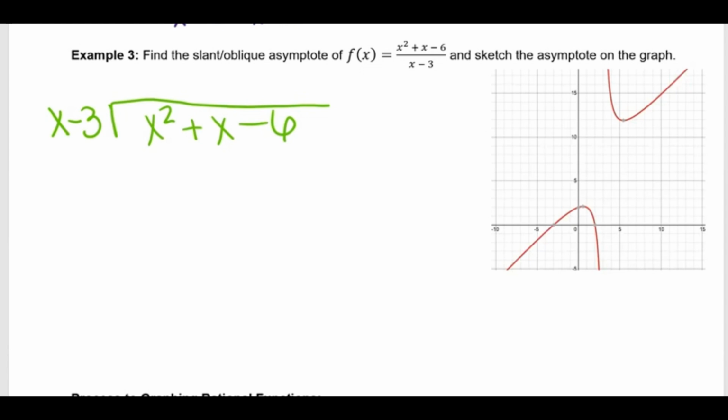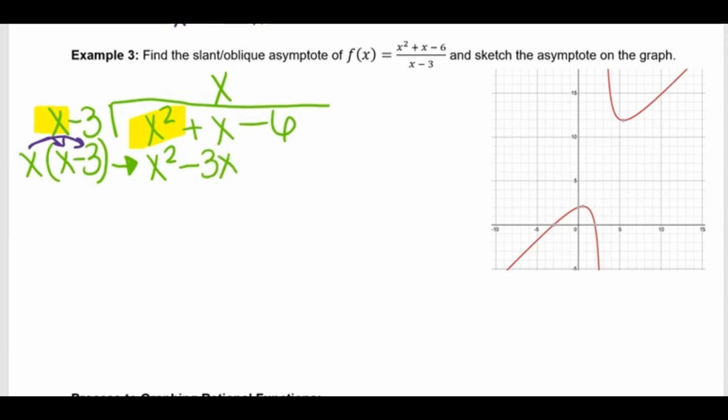And we can begin. Remember that we're only concerned with the first term of the outside and the inside. So what do I need to multiply x by to get x squared? Well, I need an x. So I'm going to put that in my x column. My next line is going to come from x times my divisor, the x minus 3. When we distribute, we're going to have x times x, which gets me x squared. X times negative 3 gets me negative 3x.